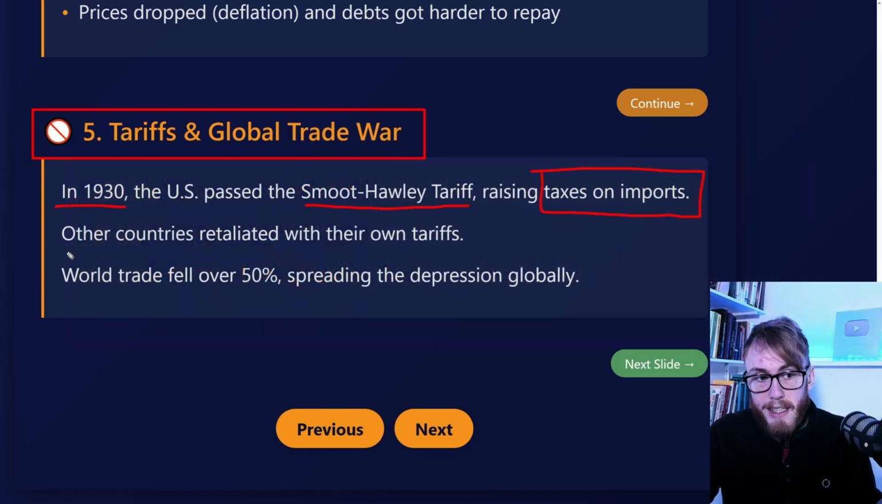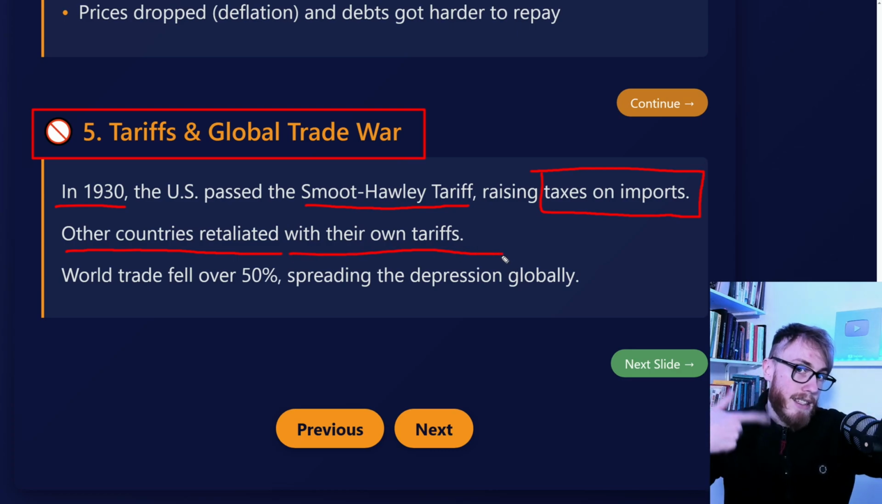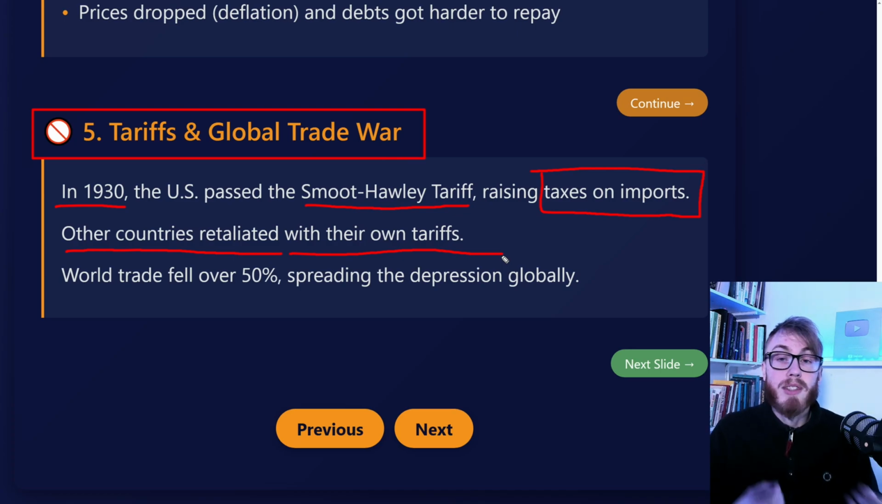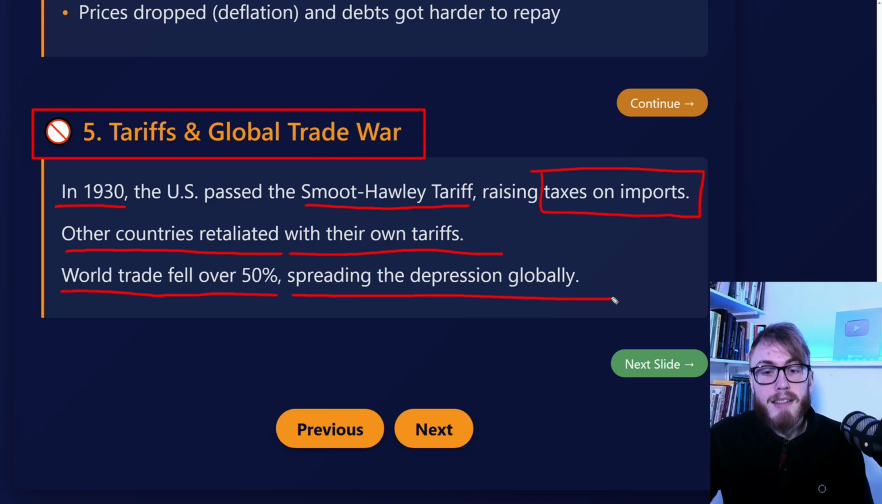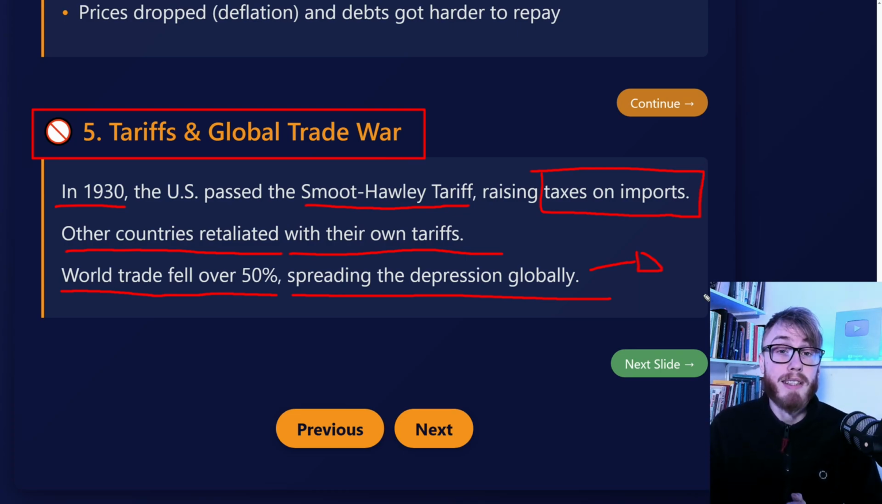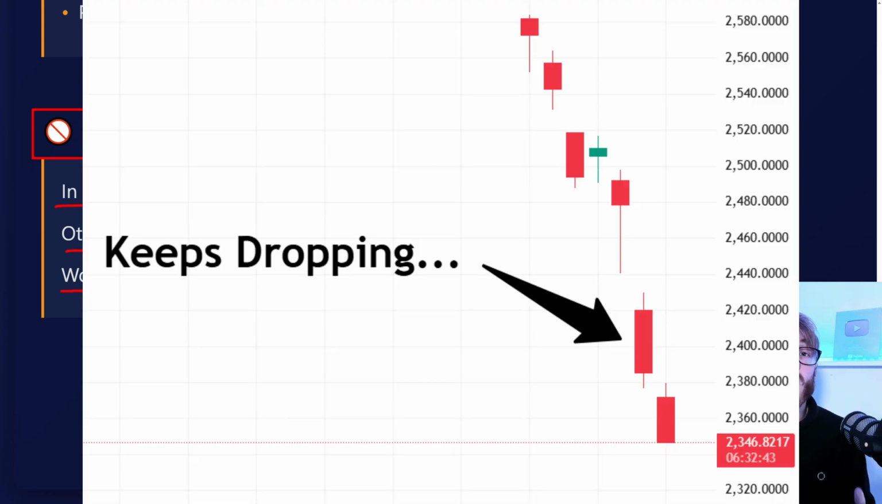What this basically led to was other countries retaliating with their own tariffs, and we are already seeing this playing out today. Some countries have already retaliated on Trump's tariffs, and multiple countries are in discussions about when to retaliate and how much, and so on. Eventually, this led to world trade falling over 50%, and this spread the depression globally. And this is another factor we can look at today. Yes, the US markets are getting hit the hardest right now, but the stock market crashes are spread all around the world. For example, I live in Sweden, and the Swedish stock market dropped around 4% yesterday.